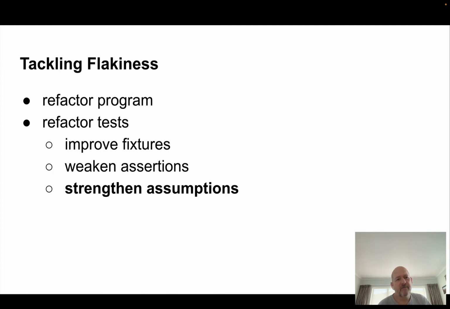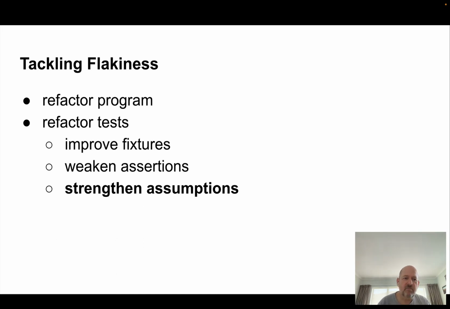Now, when you try to address flakiness in your tests, you have a couple of options where to start. And for different sources of flakiness, it's really horses for courses. You need different methods to address this. So the first one is you refactor the program. There might be something wrong in the program that causes flakiness.